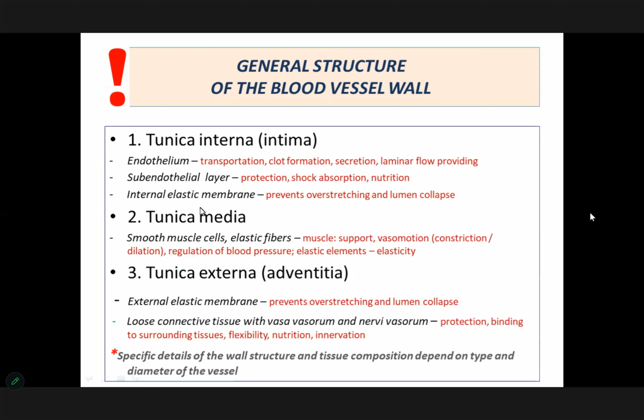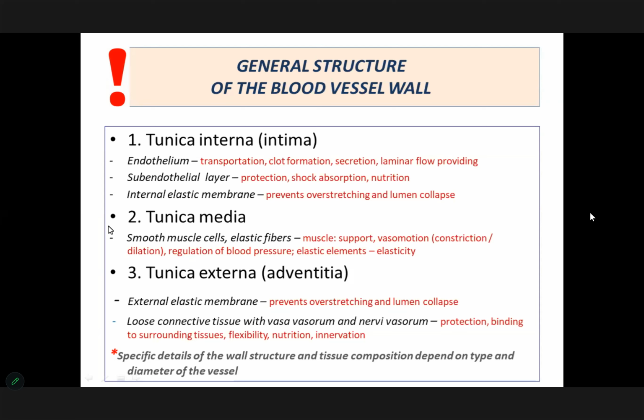So the internal elastic membrane is elastic because it consists of elastic fibers, so it can stretch and return into its normal state. So it prevents overstretching and rupture of the blood vessel, and also it prevents closure of the lumen of the vessel.